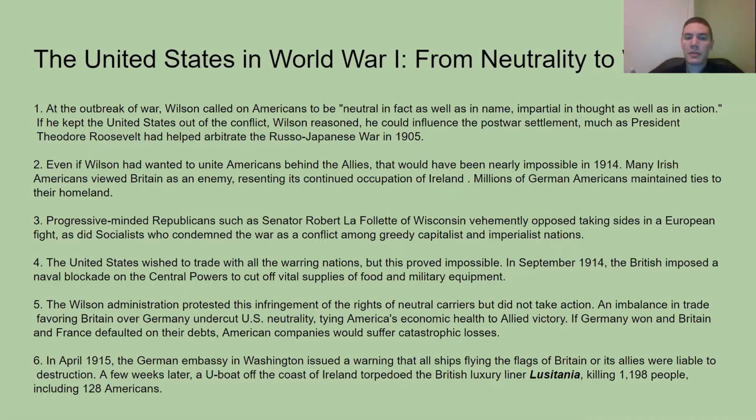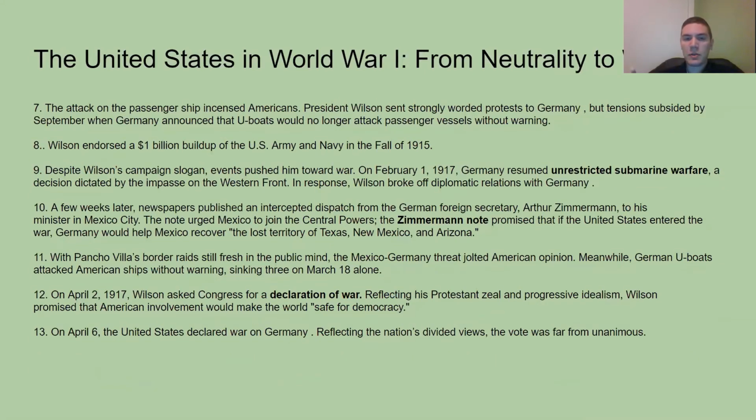However, the two big things that are going to lead to America getting involved are unrestricted submarine warfare. An early example of that is the Lusitania, and later on the Zimmermann Note. Only after this and only after continued unrestricted submarine warfare does Wilson ask for a declaration of war.